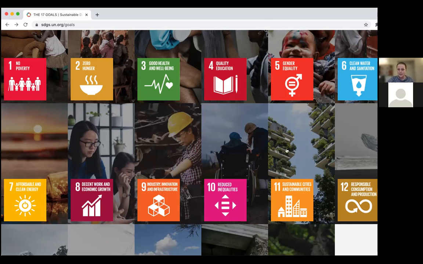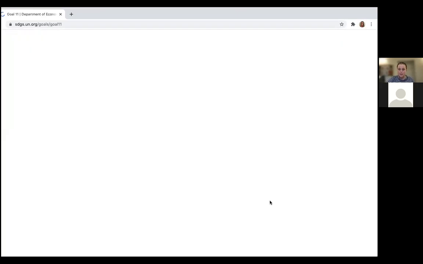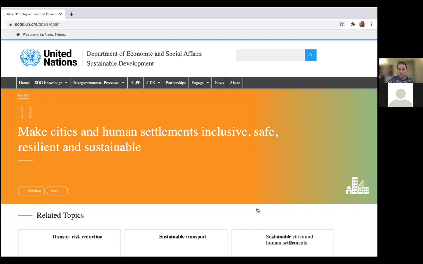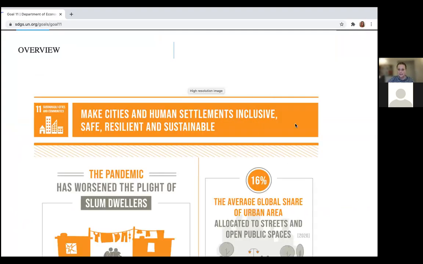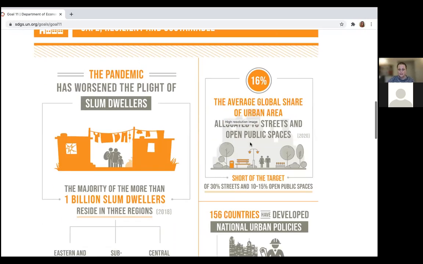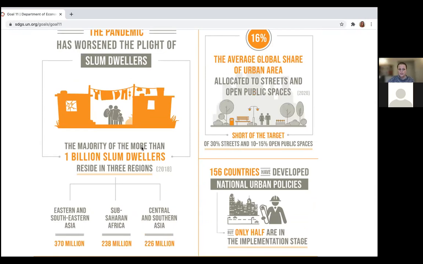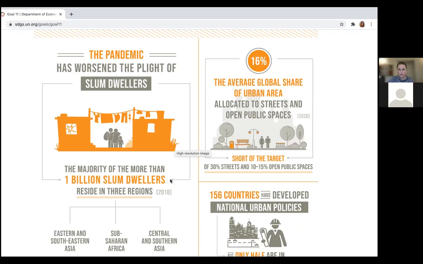Number 11 is about cities. This one is quite interesting because it shows you some statistics about cities and how many people are moving from the countryside to the cities, and how this movement will affect the use of reserves. So 16% is the average global share of the urban area, as you can see. And here there is a focus on slums, and again, an insight into what COVID meant to it.